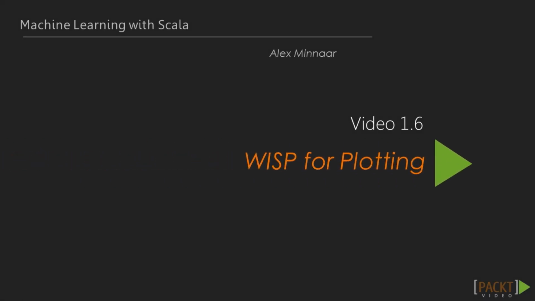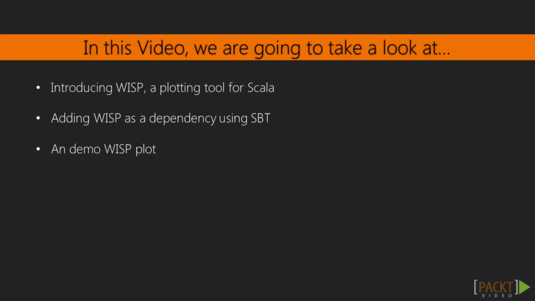In the last video, we learned how to use the Breeze library for linear algebra. In this video, we will discuss the Wisp library for plotting. As we will see in later videos, plotting and visualization are essential tools for machine learning. In this video, we will introduce Wisp as our plotting library for Scala. We will discuss how to add Wisp as an SBT dependency in our SBT Scala project. And finally, we will plot a sample dataset to demonstrate Wisp's plotting capabilities.